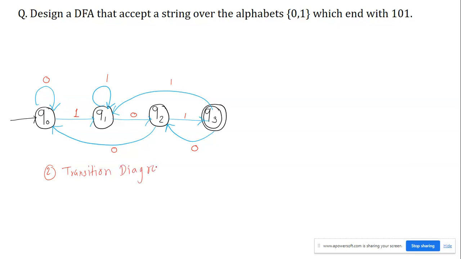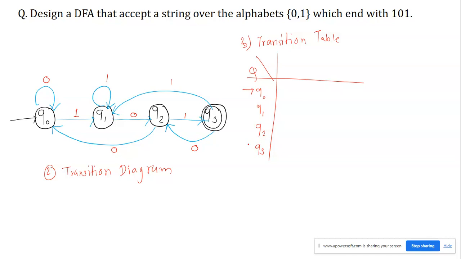And now we have to draw the transition table also. It's very simple. Just looking at the diagram, you can easily build a transition table. Vertically, you have to write down the states, whatever is mentioned in your diagram: Q0, Q1, Q2 and Q3, where Q0 is the initial state, shown like this, and Q3 is a final state, shown with a star. And horizontally you have to write down input 0 and 1.